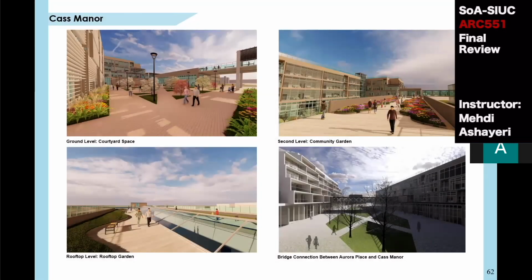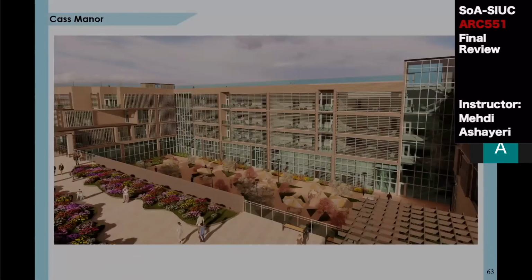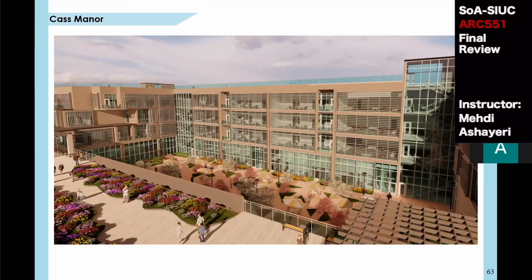So just to articulate some of the spaces that are happening throughout Cass Manor. On the ground level, this is what you would see if you're standing in the courtyard space, and continuing onto the second level, what the community garden will look like and how it will face towards St. Louis, and then reiterating the rooftop garden as well as showcasing the bridge connection between Aurora Place and Cass Manor. And this shot showcases the southern exterior facade system of Cass Manor to show the solar shading devices as well as how the green spaces are connected and what you will experience going through the building.